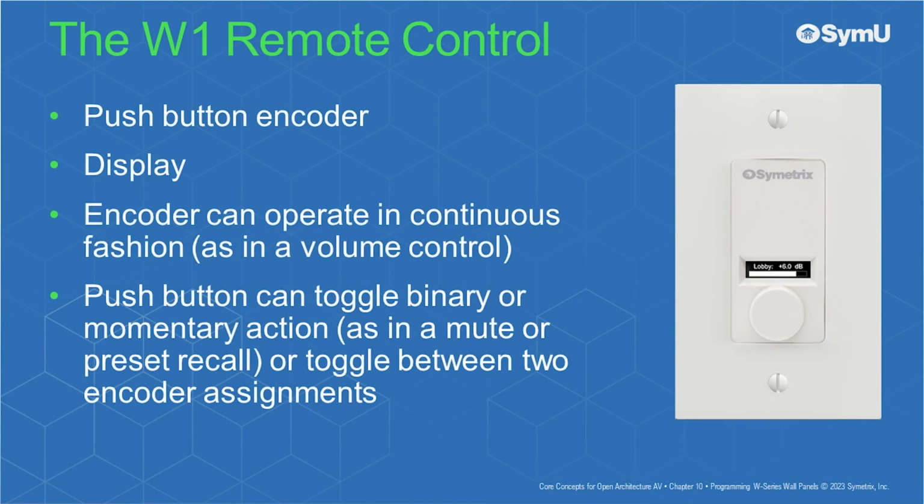The W1 is simple to use, features a push-button encoder and has an OLED display. The encoder can operate in a continuous fashion, as in a volume control. The push button can toggle a binary or momentary action, for example, a mute or preset recall. Or it can be used to toggle between two encoder assignments.